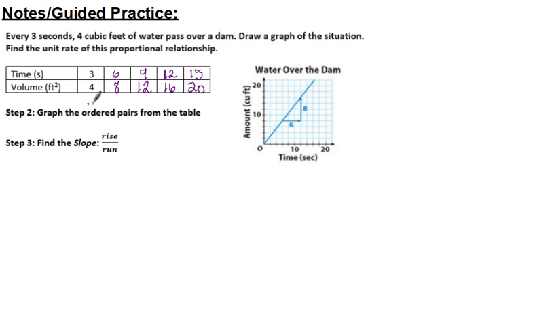So it says graph the ordered pairs from the table. Technically, we kind of already did, right? There's 2, 6. We could put the 12, 16 on there, okay? But the graph is already done for you. It's right here. So then it says find the slope, rise over run.